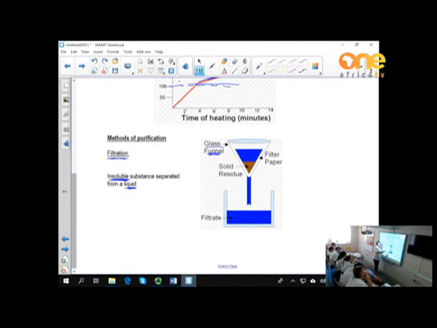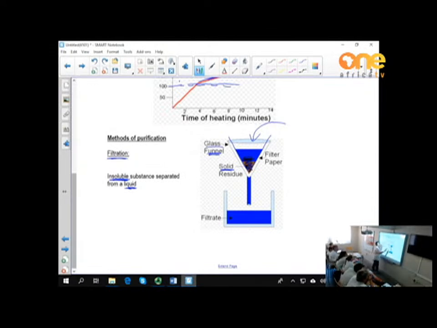Then we have a filter paper that is put into the filter funnel. You fold it up into the shape of a cone, and it fits into the funnel. And then you pour your whole mixture through the filter containing the filter paper. We find that the solid part, the sand for example, is going to be left behind in the filter.